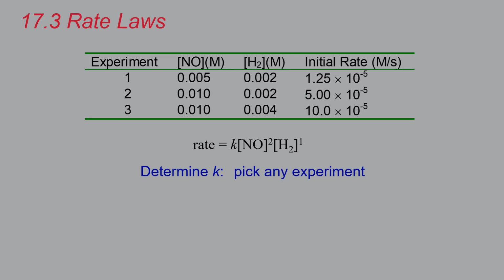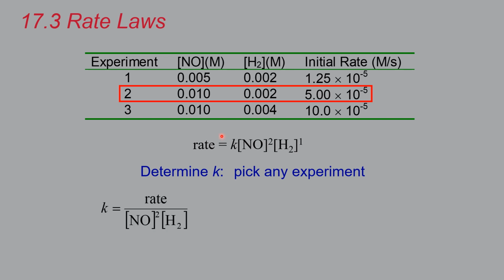It's pretty simple. Once you've determined the exponents, pick any experiment. I usually pick the one in the middle. And simply solve for it. So this is just rearranging this equation right here to a form that says K equals the rate divided by the NO squared and the H2 to the first power. And you know all of those things, just read them up from here.